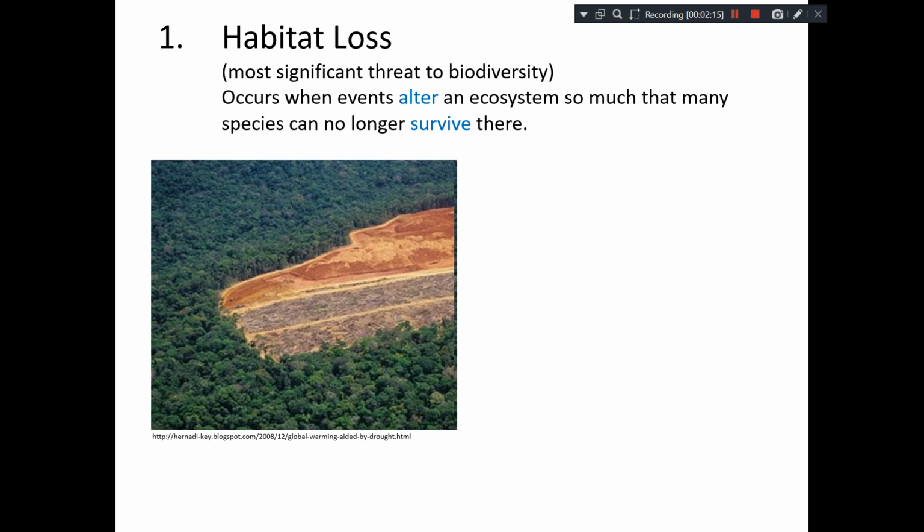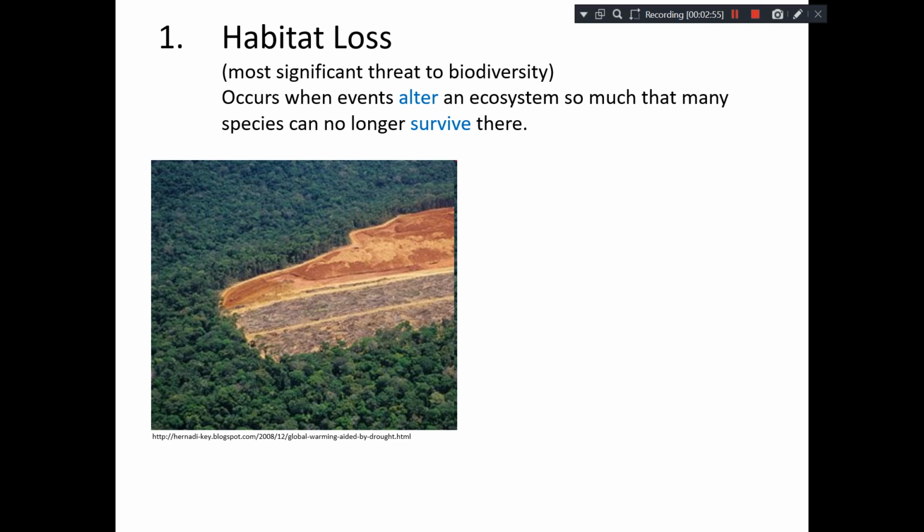Now, one of the major reasons for the decline of biodiversity, or threats to biodiversity, is habitat loss. Most significant threat, I can say, to the biodiversity, because when you alter an ecosystem or the habitat, the habitat is the place where the living beings dwell. For example, for a fish, the habitat is a water body. For a mango tree, it is terrestrial land. That is their habitat. So the place where they dwell or live, we can call the habitat.